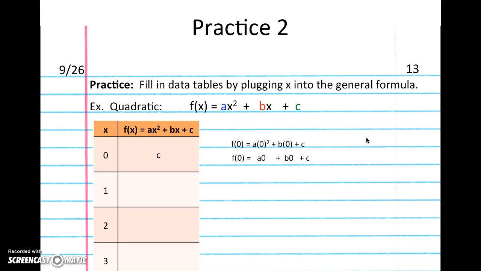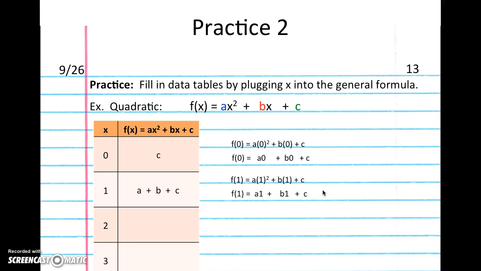Next thing we have to do is substitute in x equals 1 into this general formula. And I'm going to go ahead and do that again on the side. So I substitute in 1 for all of my x's. I get f of 1 equals a times 1 squared plus b times 1 plus c. 1 squared is 1. So what I get now is a times 1 plus b times 1 plus c. And there are no like terms I can combine. And a times 1 is just a, and b times 1 is just b. So all I have left is now a, b, and c. A plus b plus c. And I write that in there.